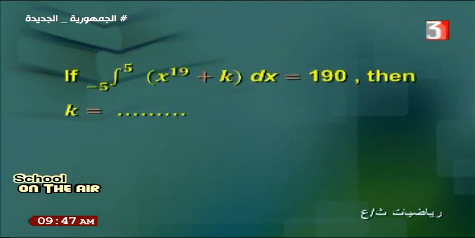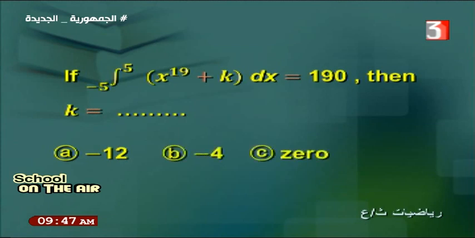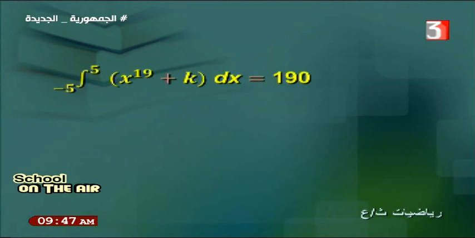If the definite integral of x^19 plus k dx from negative 5 to 5 equals 190, then the value of k equals negative 12, negative 4, 0, 19. The definite integral of x^19 plus k dx from negative 5 to 5 equals 190.